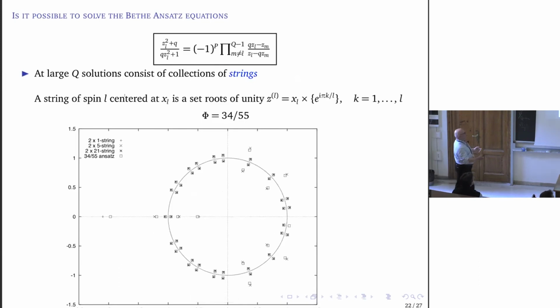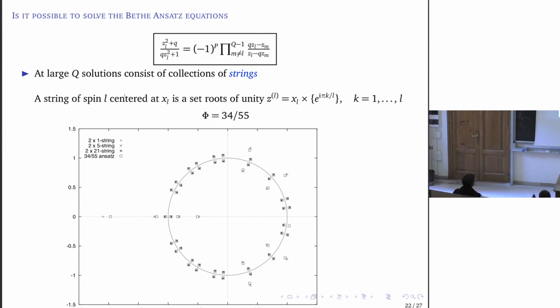So once the differential equations are written, you can write equations for the roots. And now the problem is how to find these roots under the condition that this number Q goes to infinity. So small q is a root of unity, but this root of unity is large.